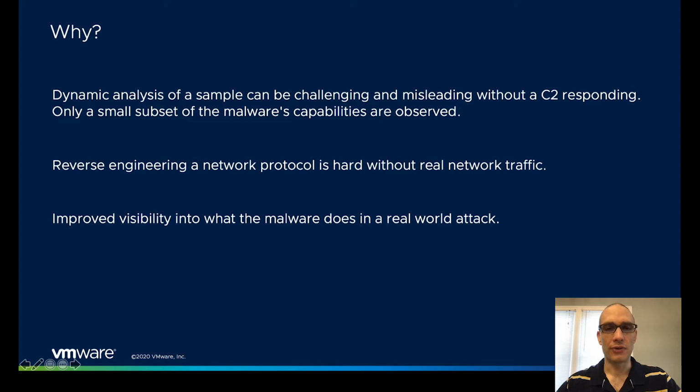Another reason why you might want to create one is if you're interested in tracking different malware families. The network protocols and the network traffic are often a good way to track some of these families, but it's very hard to reverse engineer a network protocol if you don't have a piece of malware that's actually communicating over the network with something. And finally, it's the improved visibility into how the malware would behave in a real world attack. Again, we can detonate malware in a lab environment and maybe see that it sends a beacon packet. But if the malware was used in a real attack, what are the typical behaviors that we might see?